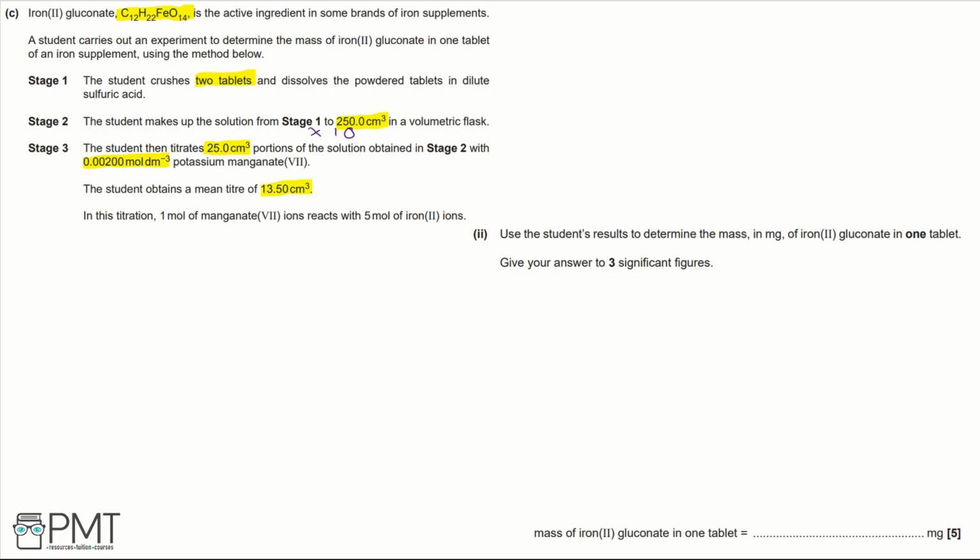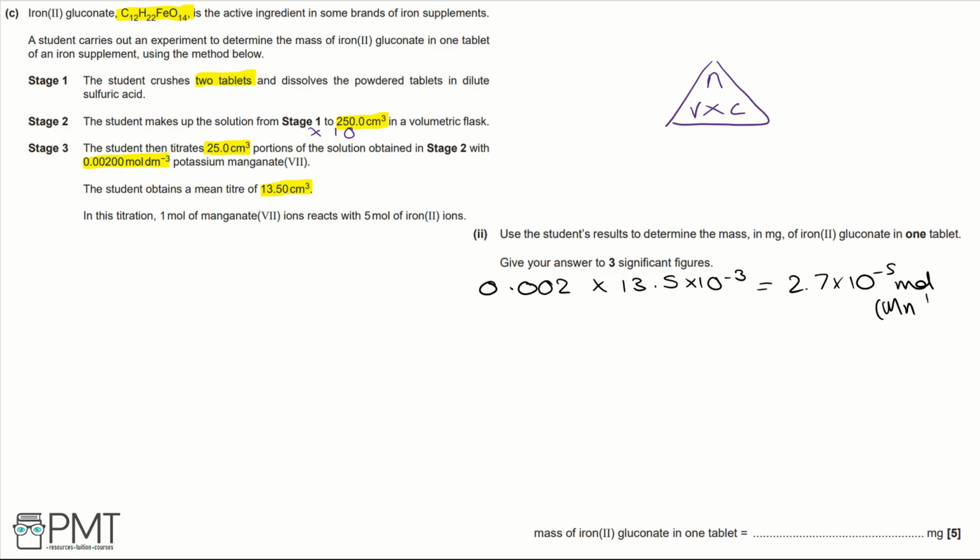So firstly, we're going to calculate the moles of MnO4-. And we're going to use the equation triangle of moles divided by volume times concentration. So working out moles, that would be 0.002, which is our concentration, times 13.5 times 10 to the negative 3 because we're converting centimetres cubed into decimetres cubed, and we do this by dividing by 1,000 or timesing by 10 to the negative 3. And that gives us 2.7 times 10 to the negative 5 moles of MnO4 minus in our solution.